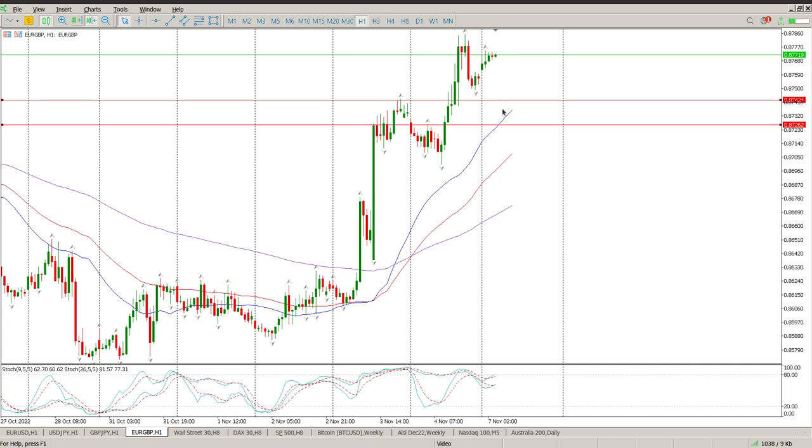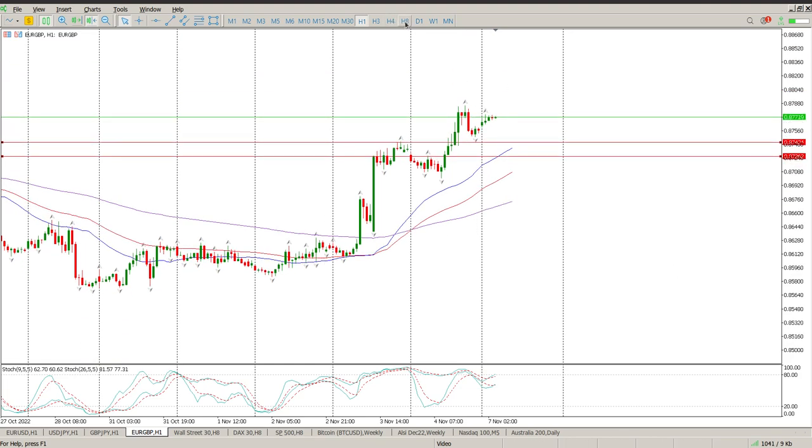So pull back into here. I want to see the oscillators ease off. We start getting some bullish price action here. That's an opportunity to buy into this and go with this trend to the upside.